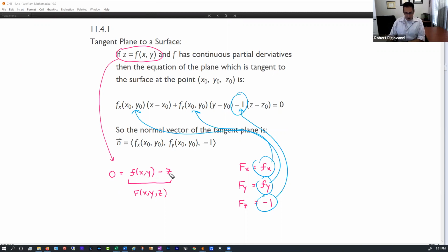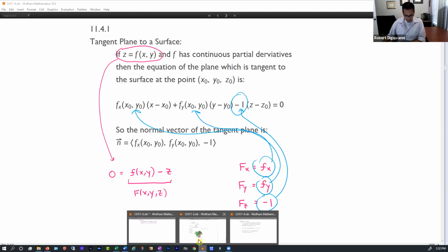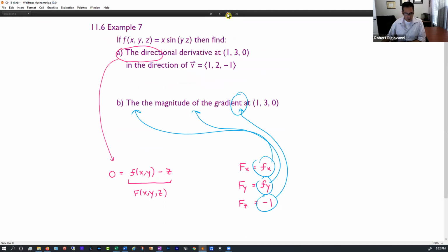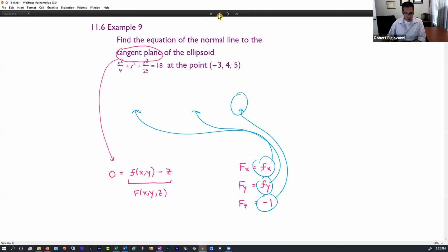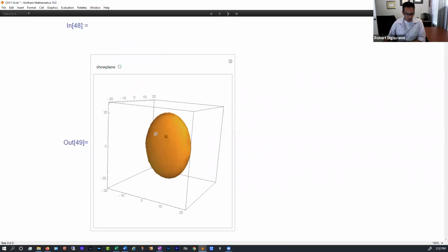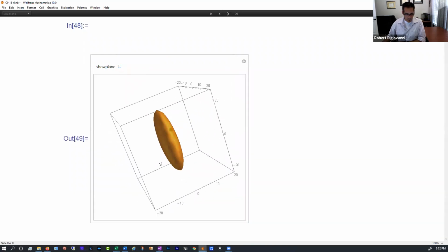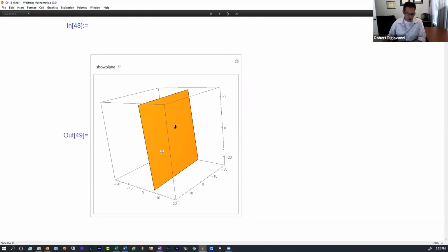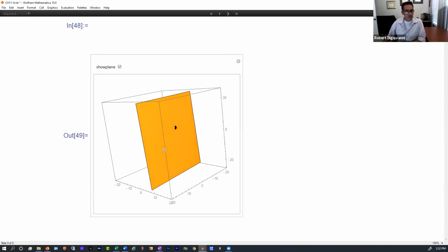All right. So I think we're done with this. Let me make sure. Yeah. Okay, this was just to show you what we just did. We had an ellipsoid. The point we were talking about is over here on this back side, and then we actually found the equation of that plane that is tangent to the ellipsoid. Okay, that's what we just did.